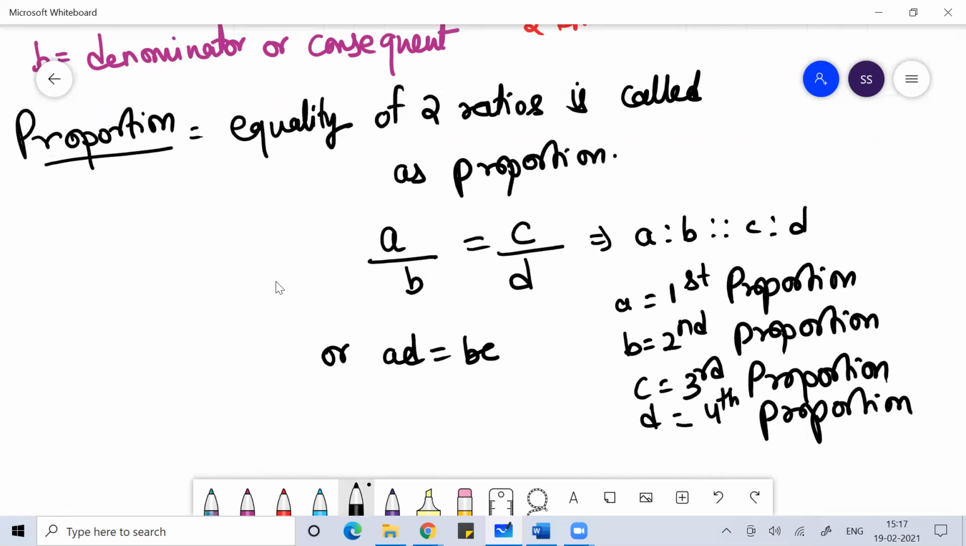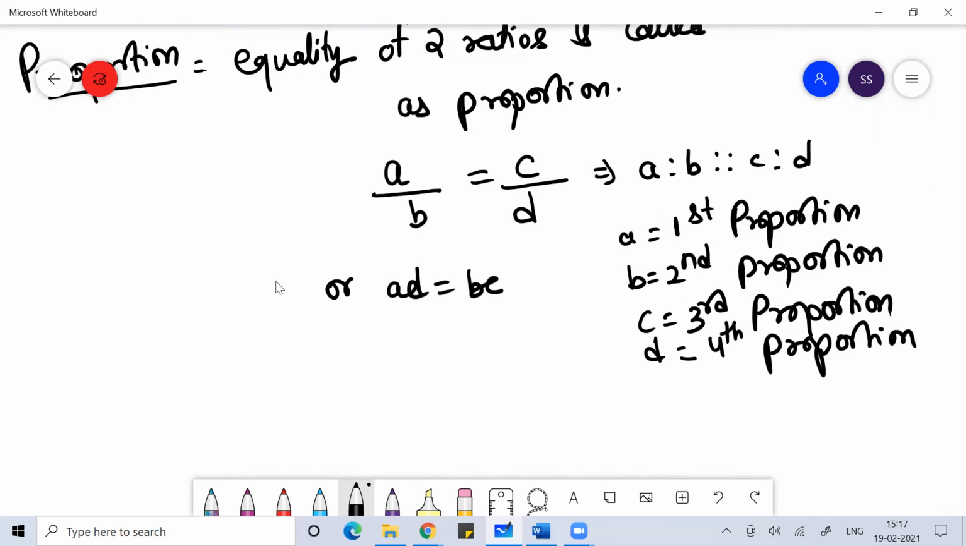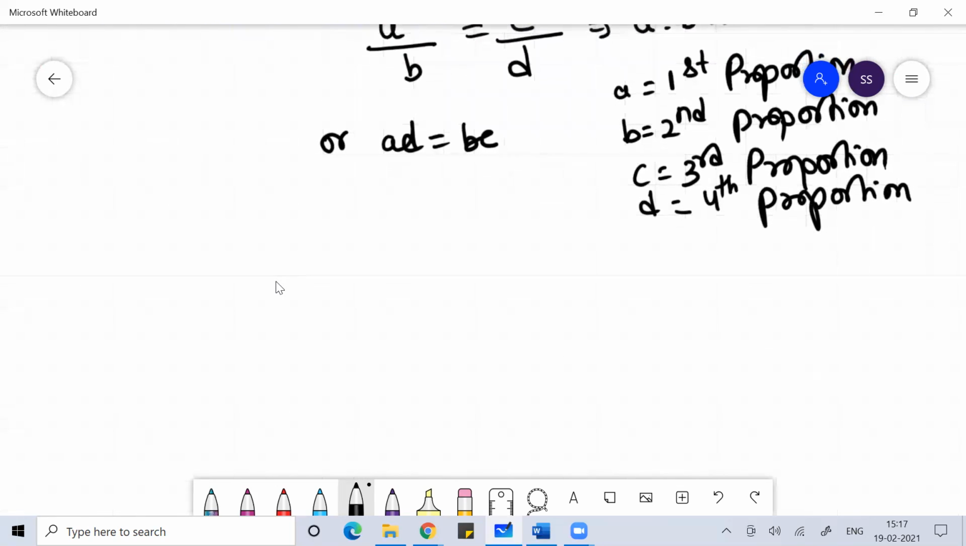Okay, so you may get a question where they ask you to prove that they are in proportion. So you remember that. If they are talking about proportion, that is another way you can prove it. Here A is called the first proportion, B the second proportion, C the third proportion, D the fourth proportion. Or they may ask you to find the fourth proportion.